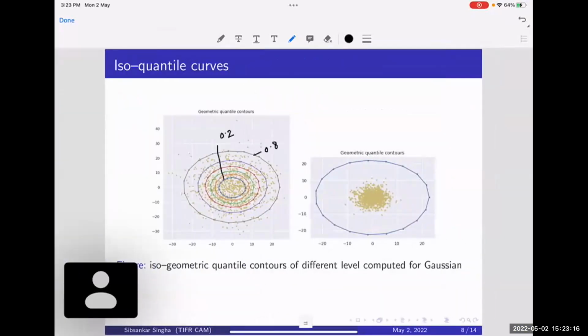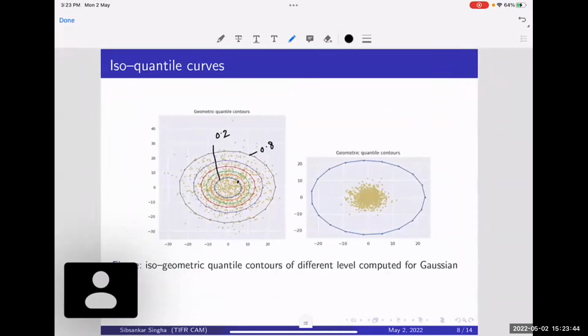Now let us see the contours. These are the isoquantile curves. The first one, this blue one, corresponds to the norm of u equal to 0.2, and we take the modulus the same but in different directions and plot this. Here we can see the different levels of contours. They order the data outwards from the median.